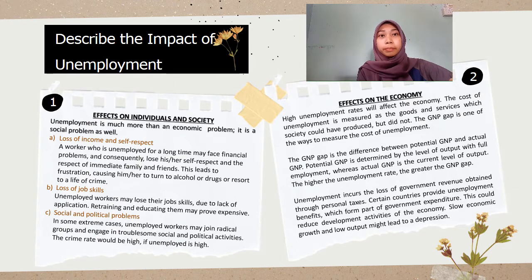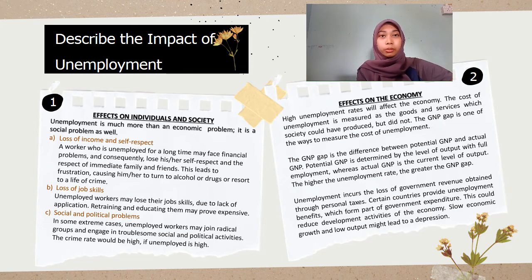Next, describe the impact or effect of unemployment. There are 2 effects of unemployment, which are effects on individuals and society and also effects on the economy. For effects on individuals and society, unemployment is much more than an economic problem. It is a social problem as well. There are 3 problems: loss of income and self-respect, loss of job skills, and also social and political problems. Loss of income and self-respect.